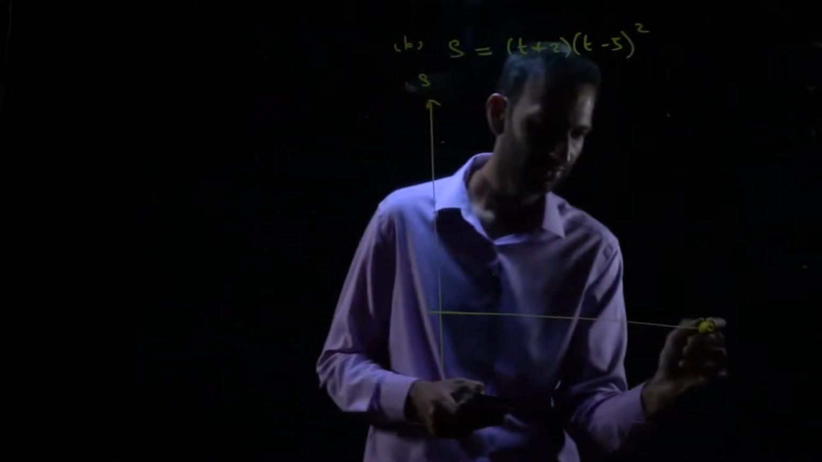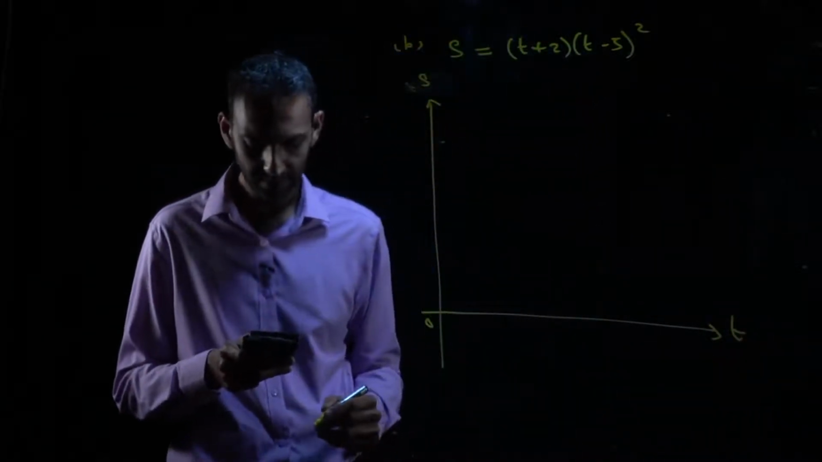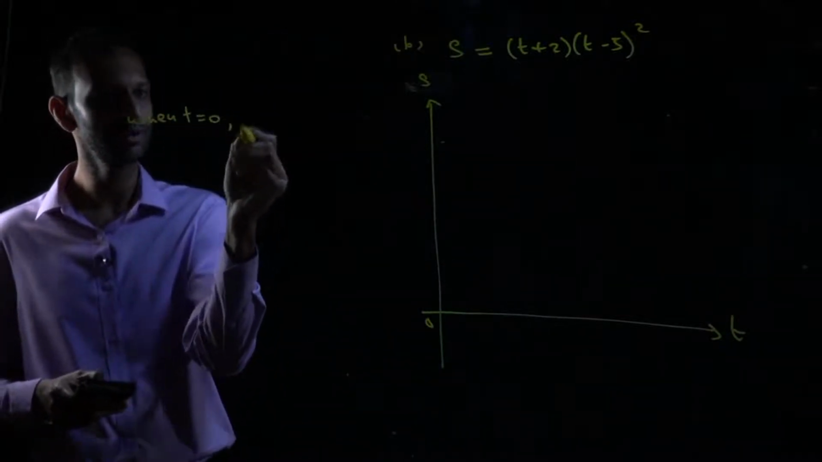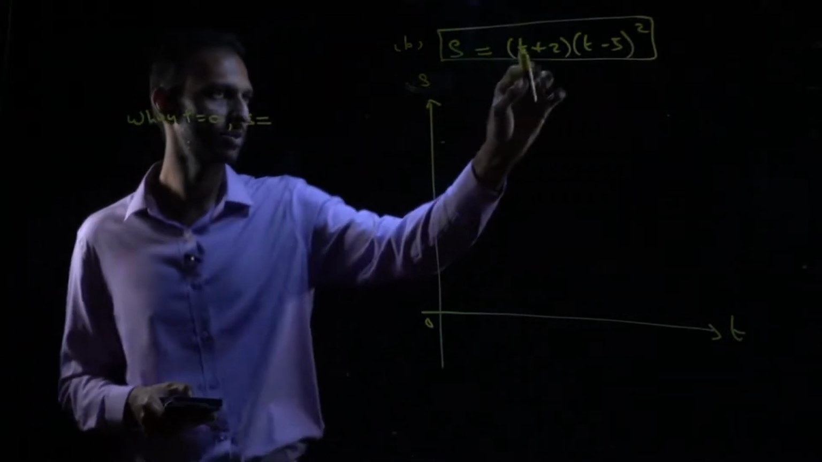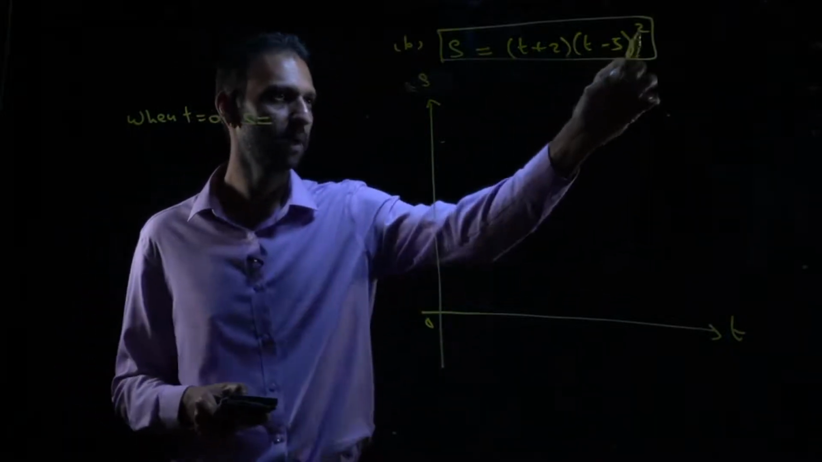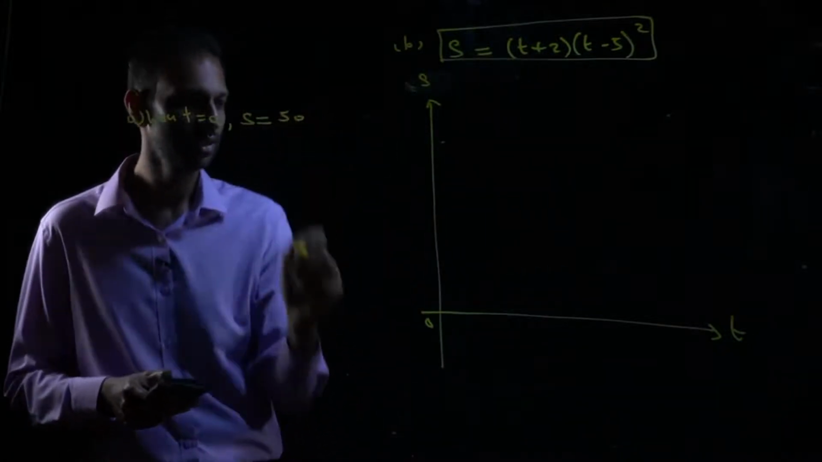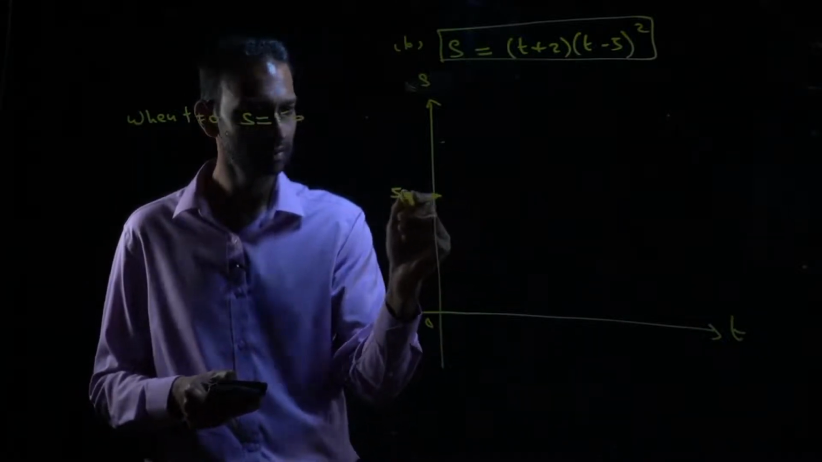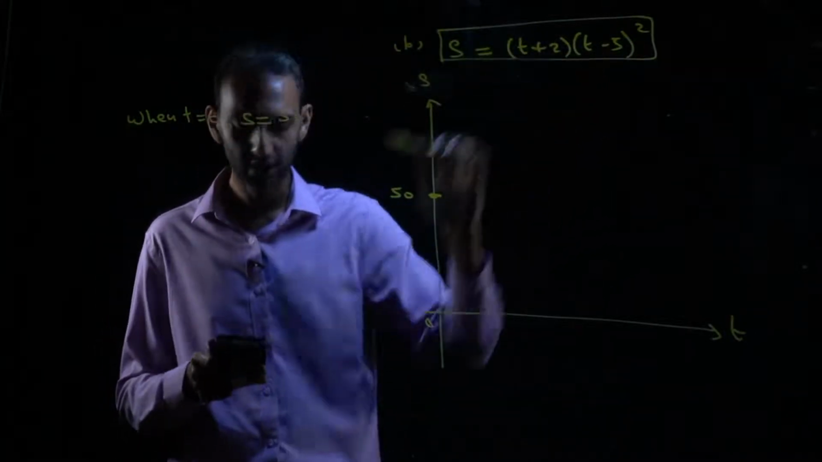And then we have time, so we start with 0. Now, when t is equal to 0, let's do some calculation to help us. Let's replace here. When t is equal to 0, 0 plus 2 is 2, 0 minus 5 is minus 5, minus 5 squared is 25, and 25 times 2 is 50. So when t is equal to 0, s is 50. Now, if you look at it, it's t squared and t, so it's a cubic curve.